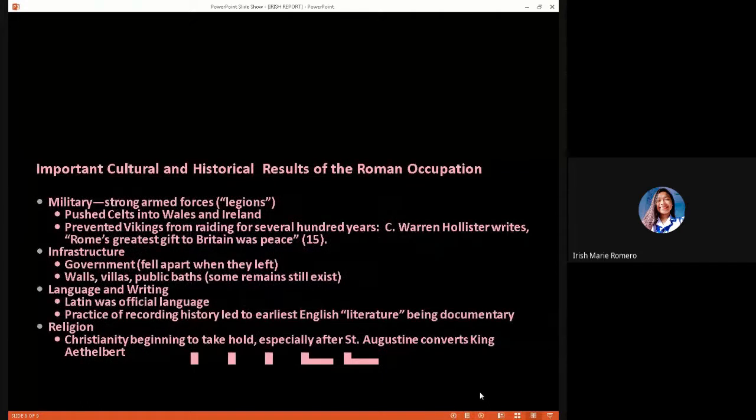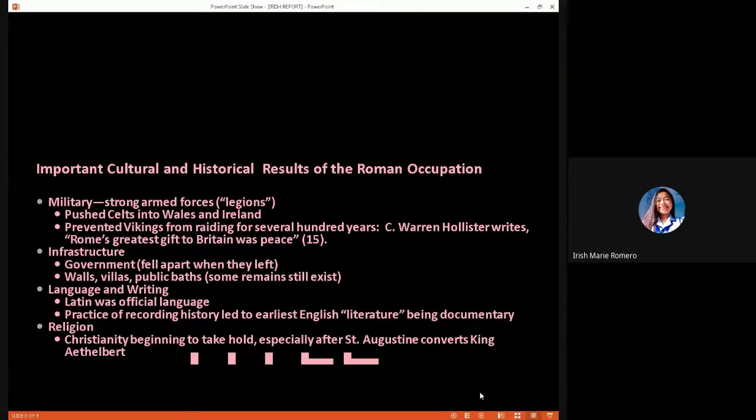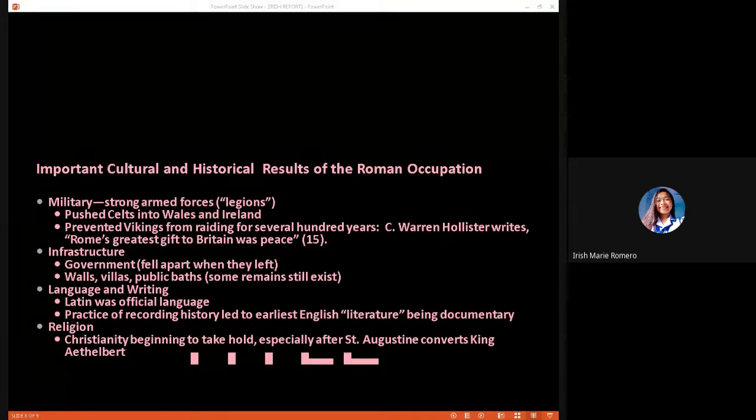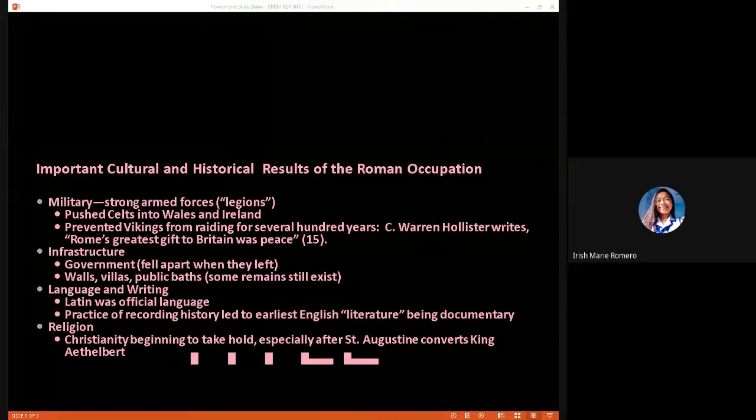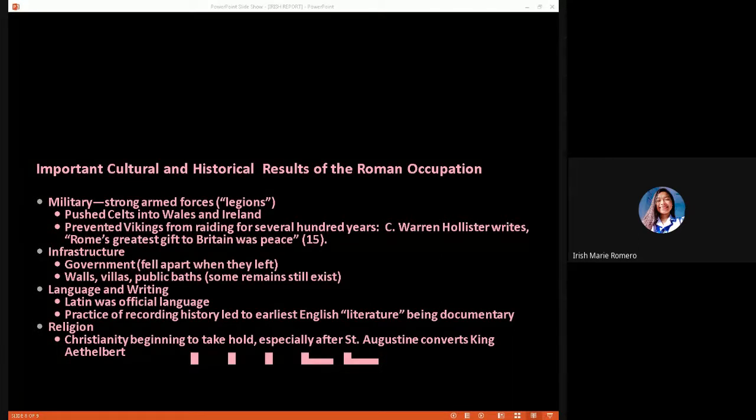So these are the important culture and historical results of the Roman occupation. So ito nga, military, strong armed forces, the legions, pushed Celts into Wales and Ireland, prevented Vikings from raiding for several hundred years. Warren Hollister writes, Rome's greatest gift to Britain was peace. And for the infrastructure, government fell apart when they left. Walls, villas, public baths, some remains still exist. So yun nga, like the Hadrian's Wall and even the aqueducts.